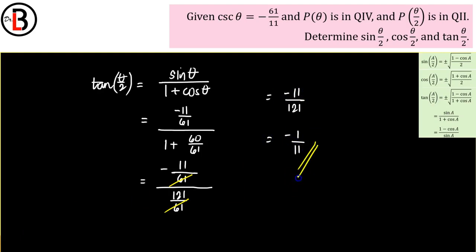You'll notice that this one is negative because tangent in the second quadrant is negative. So that's it. I hope you understand the lesson.